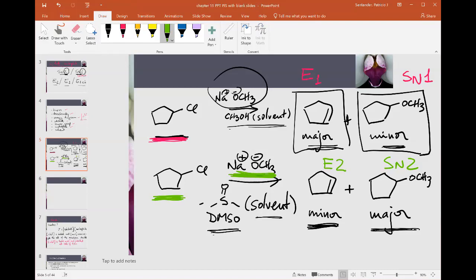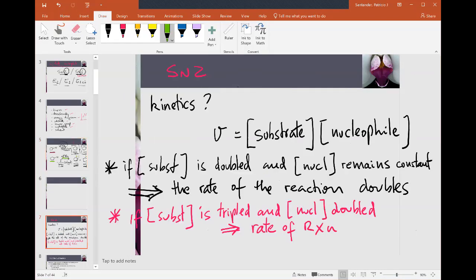This will be when methoxide is acting as a base. This will be when the methoxide is acting as a nucleophile. So let's examine each one of these different mechanisms of reaction to learn more about them. So let's go first to have a look at the so-called SN2. So what does it mean, SN2, in terms of kinetics? That means that the rate of the reaction is equal to a constant.